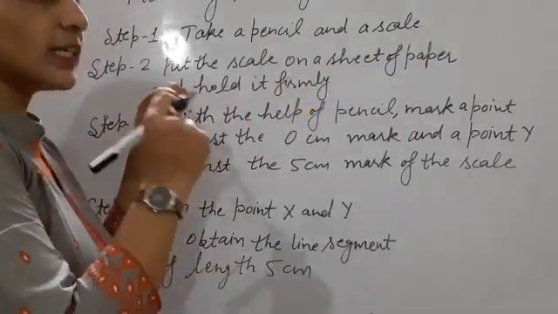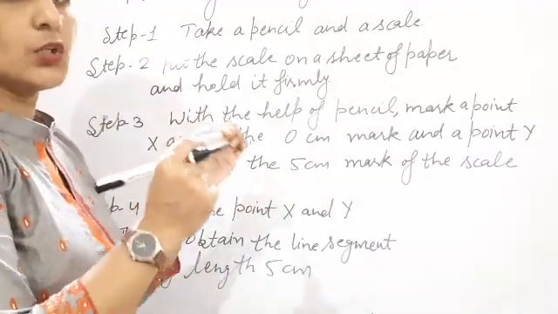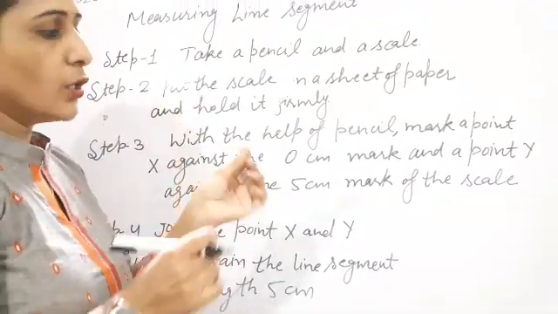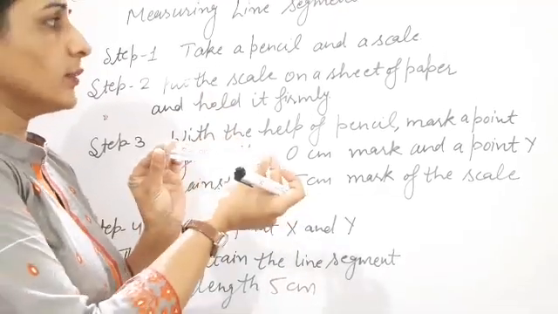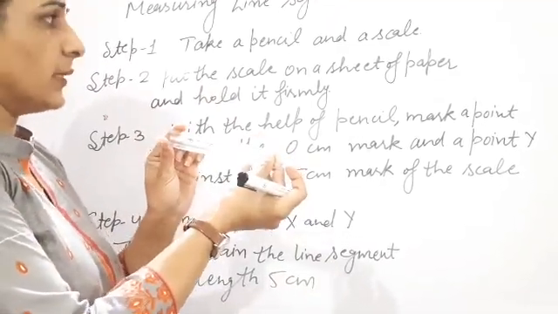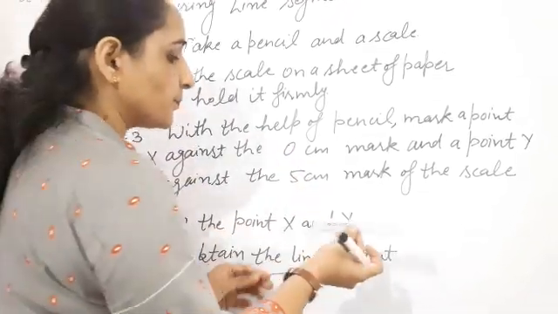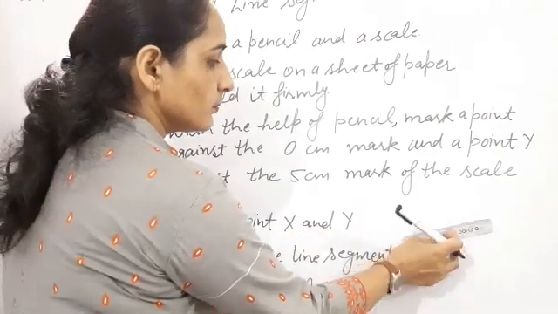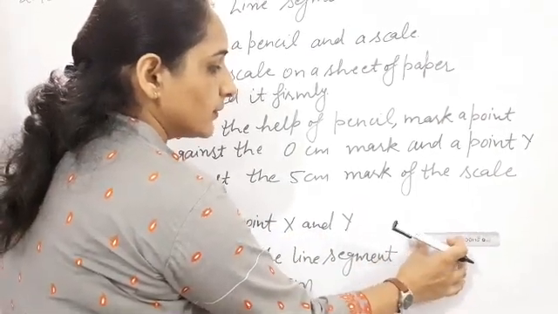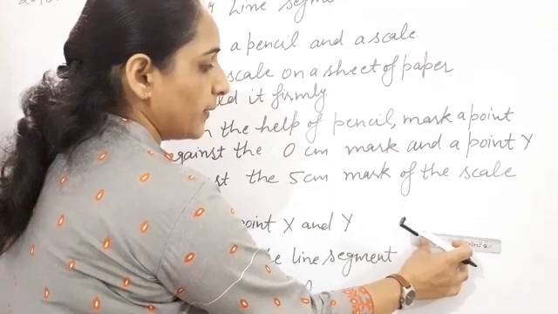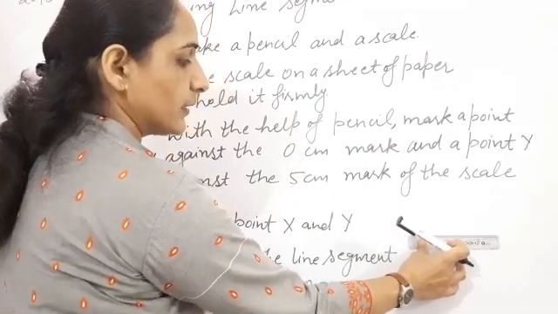Clear? Put the scale on the sheet of paper. This is the scale. You put this scale on the sheet of paper, like that. Like this. Don't move it up and down. Only fix it like that. Clear?